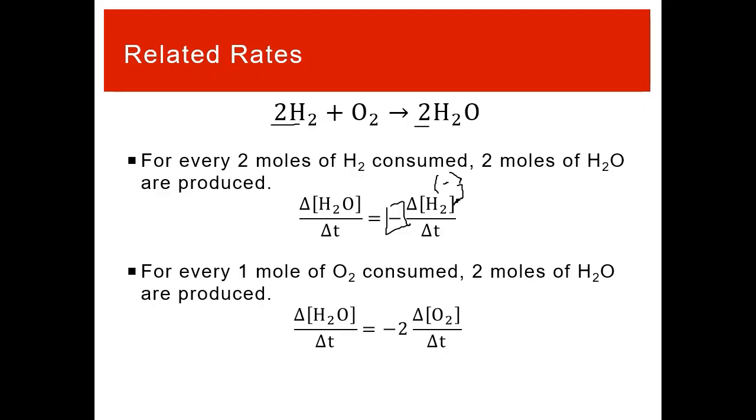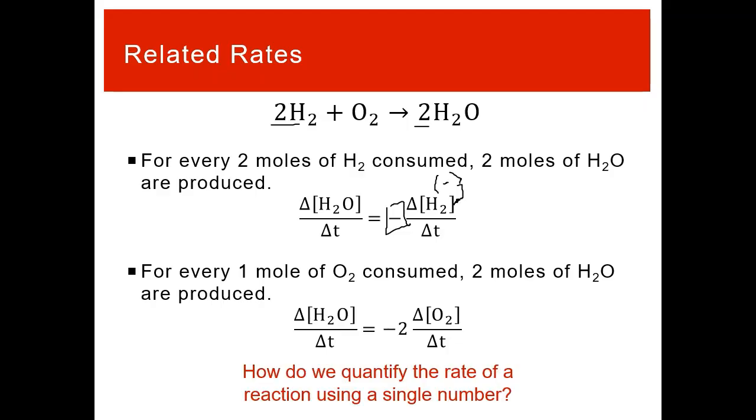If we were to relate, say, O2 and H2O, we know that we need to account for those different coefficients, right? The fact that they're different coefficients means the rates will have a different relationship. So we have all these different numbers. We want to put them into a single value for each reaction.